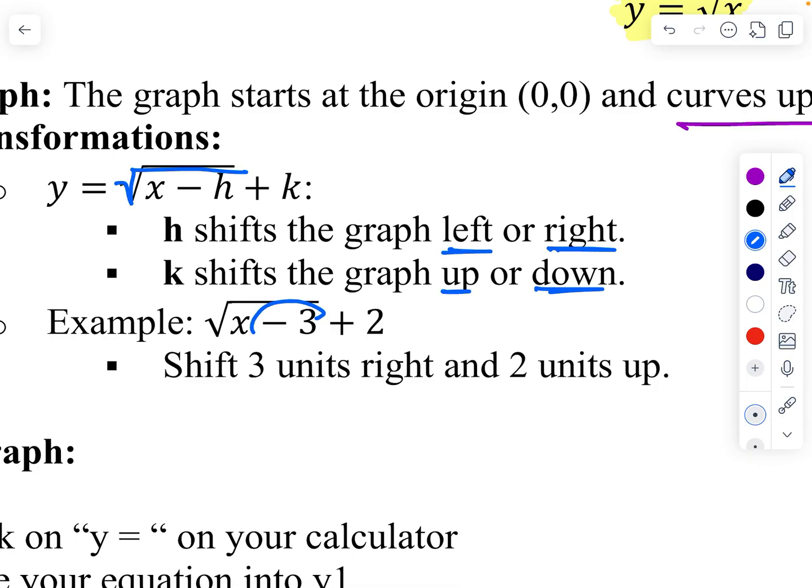So in this case, if I saw -3, minus might mean left, but we think opposite, it really means right. The outside is always exactly what you think it is. If it's 2 and it's positive, we're going up. So inside is left and right, outside is up and down.